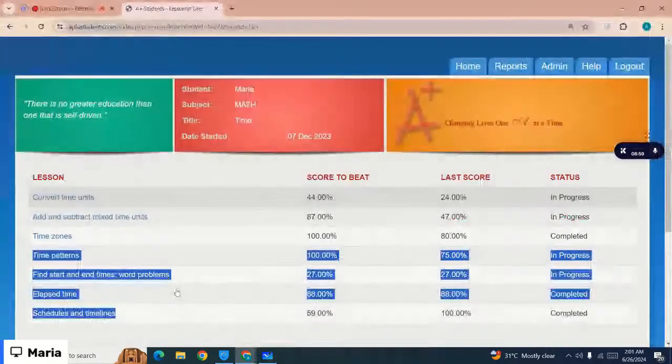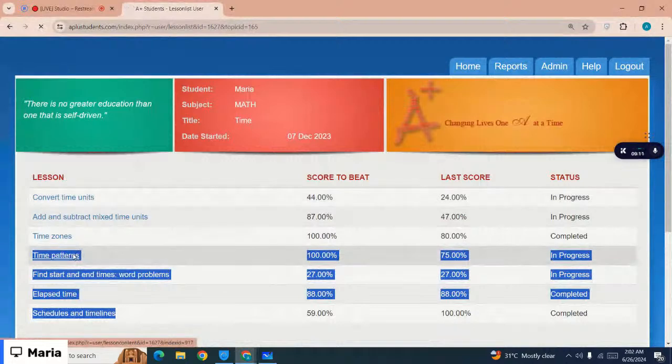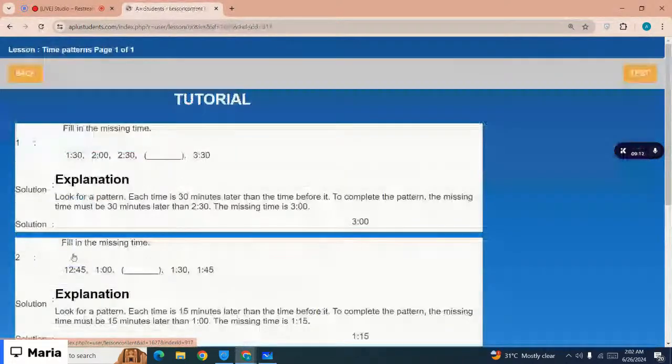So let's just start with the lesson. Here I'm on grade 5 math. The chapter we are on right now is time. Let's start with the lesson that is time patterns. Okay, let's start with the first example. Fill in the missing time.